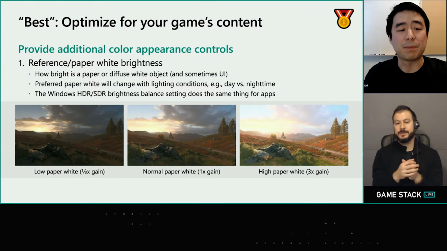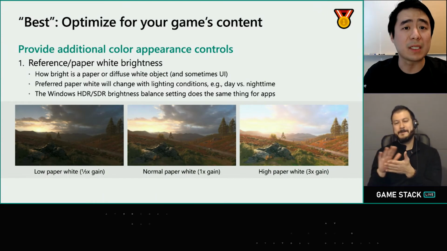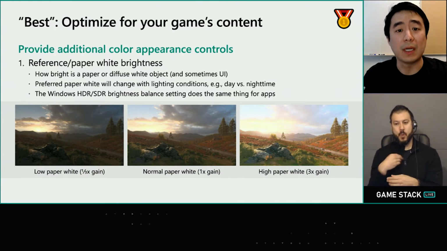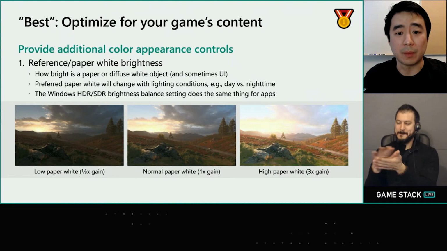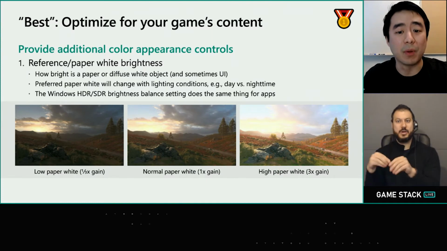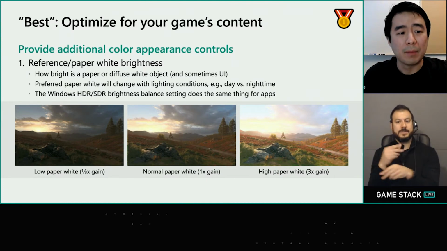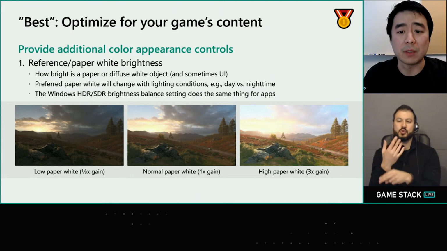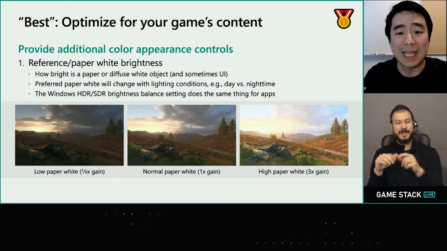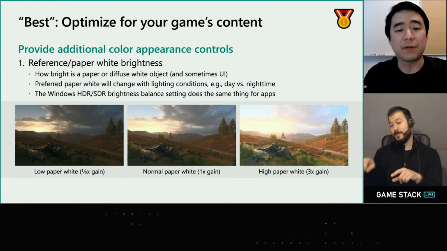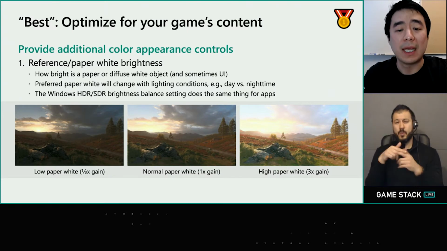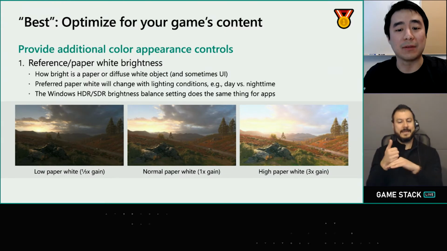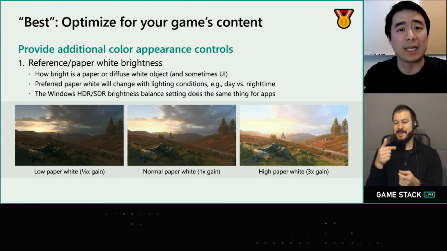The first one is paper white brightness. This is a concept that's somewhat unique to HDR games. Paper white literally means how bright a piece of paper or other diffuse white content appears in your game. It's implemented as a multiplier in linear gamma. Paper white is really important to implement because a user's preference will change depending on how bright their room is at the time they're playing. And if you're familiar with the Windows 10 settings app, it has an HDR brightness balance setting. This is doing exactly the same kind of gain adjustment, but for windowed SDR apps.